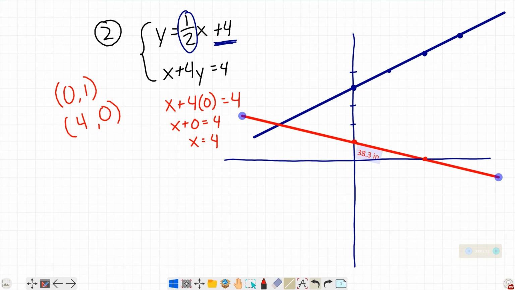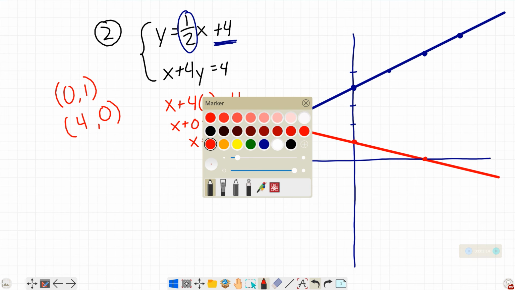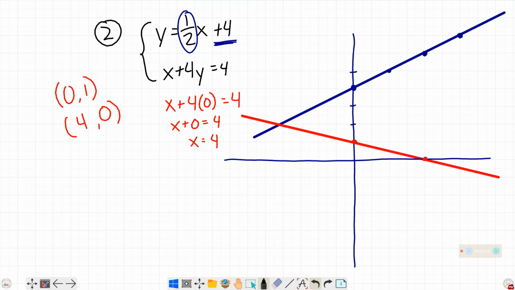And then it asks, where do these intersect? For part A, it looks like they're going to cross right here at this point. Negative 1, 2, 3, 4, positive 2.